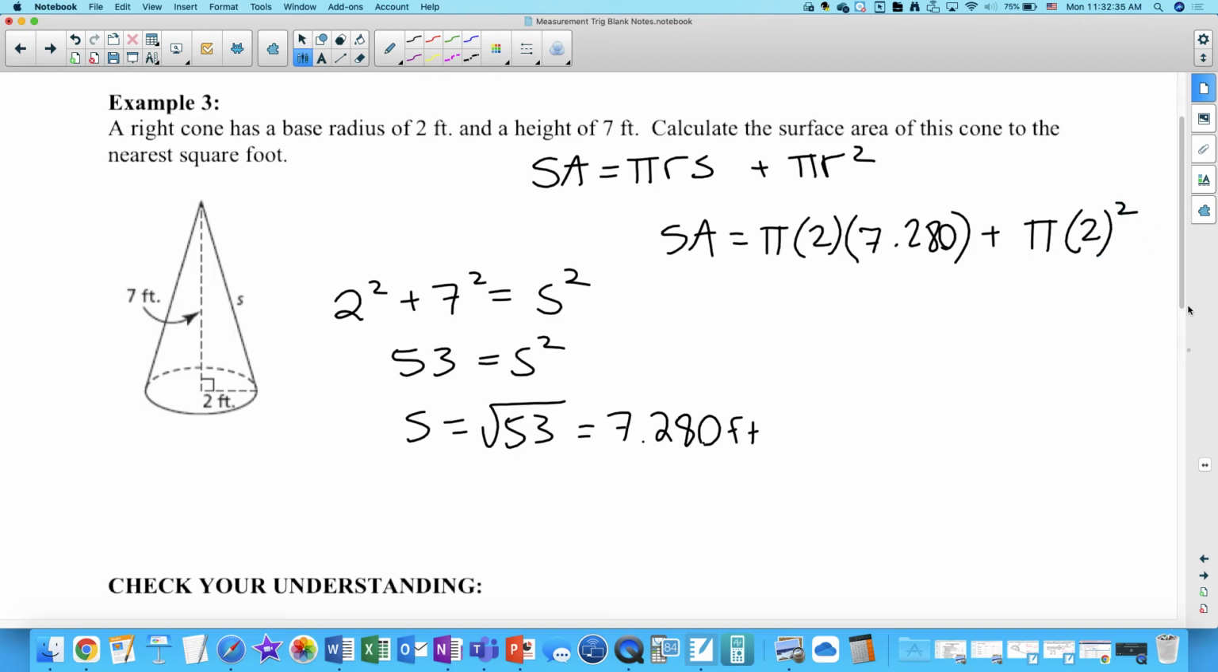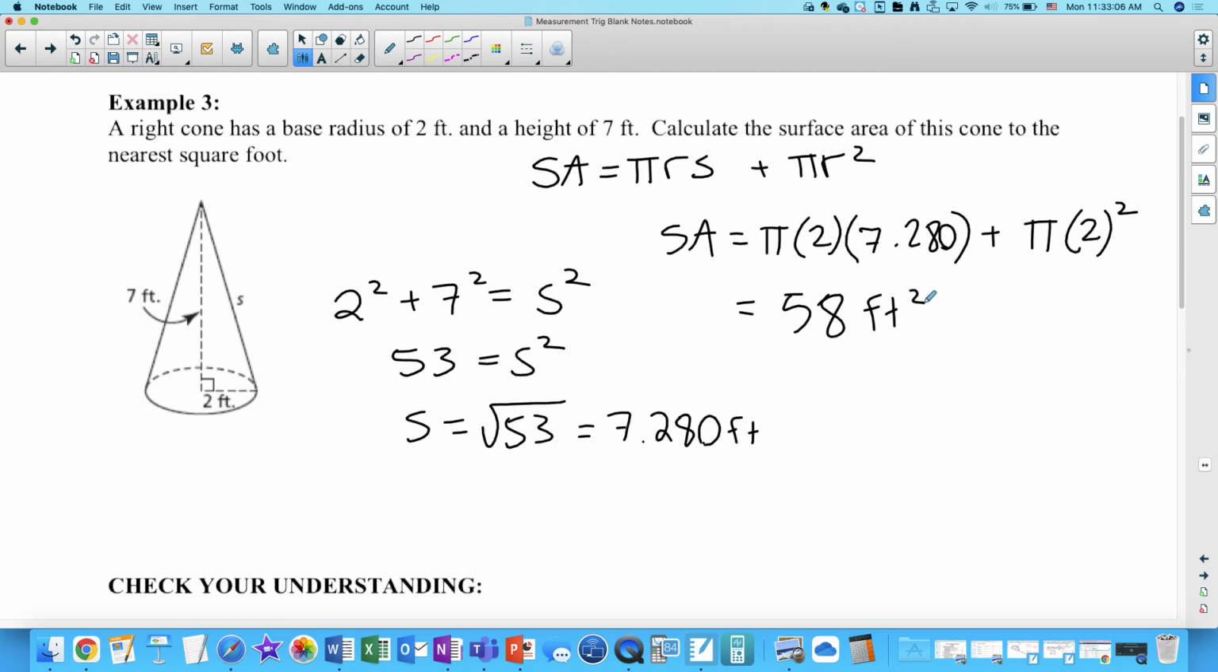Okay, and you can just do that all on a calculator all at one time if you wish. So pi times 2 times 7.280 plus pi r squared. All right, I'm getting, to the nearest square foot, 58.